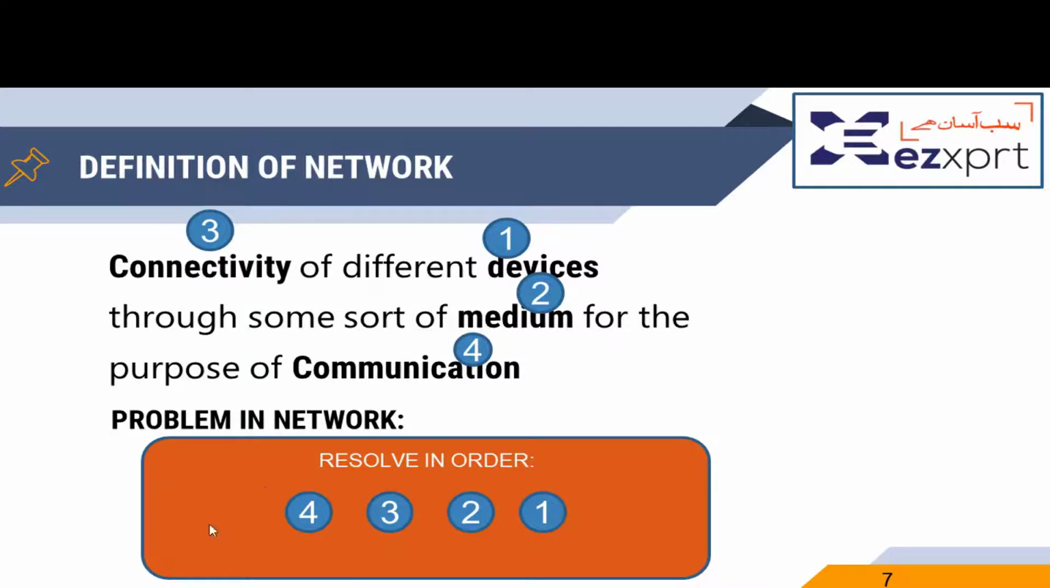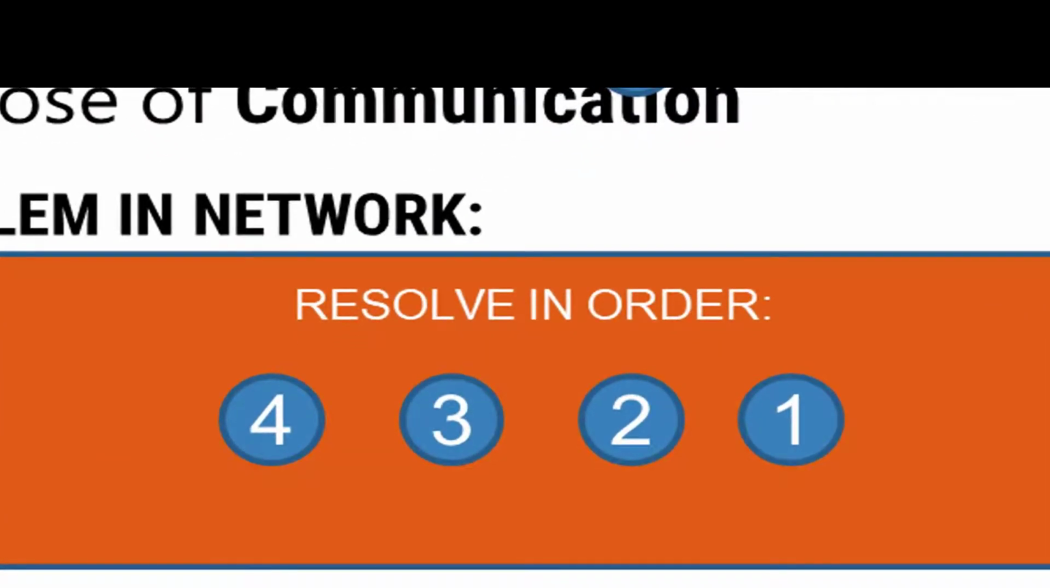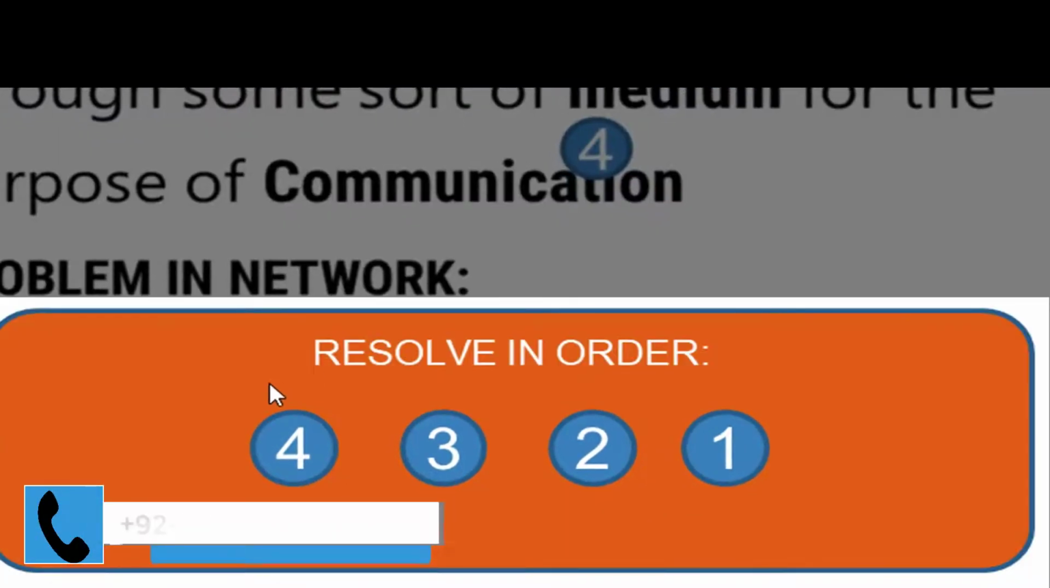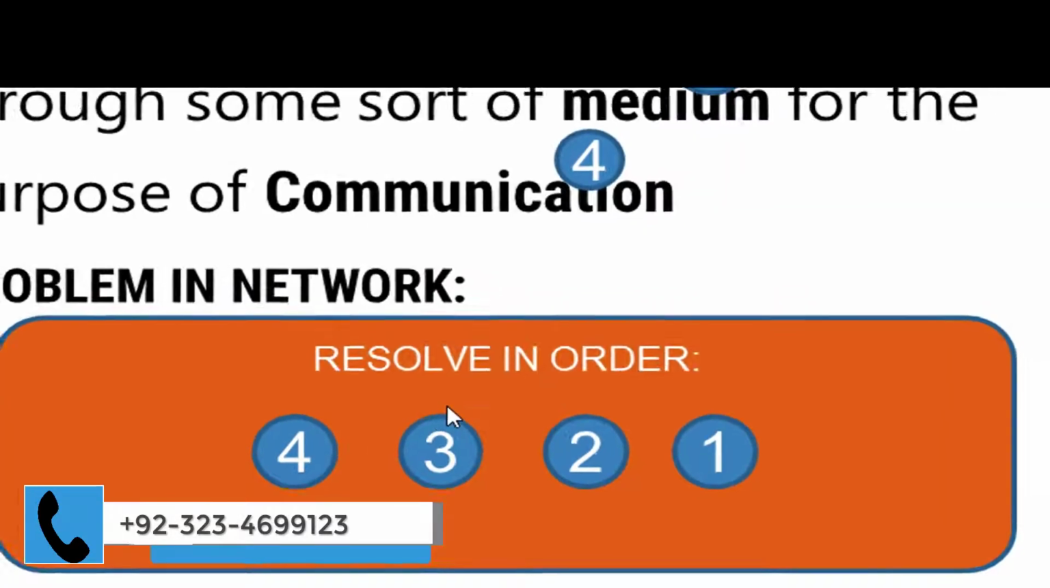Okay, and if you have any problem in your network, this is my tip. Please diagnose your problem using this sequence. First of all, try to sort out your problem using communication. Then check the connectivity and then the medium, and at the last you may say that there is a device problem. So this is the proper order if you want to diagnose your network issues.